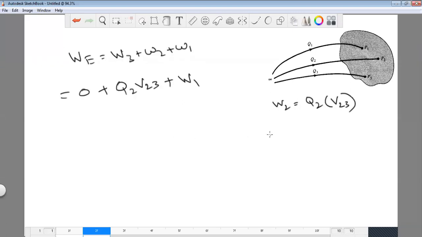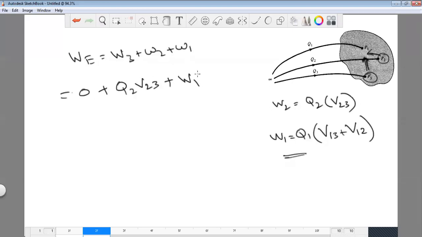Coming to W1, what happens? Charges Q2 and Q3 are already present in the static electric field. So to move the charge Q1, due to the charge Q2 and due to the charge Q3, some opposition will be produced. So that is Q1 into V13 plus V12. So W1 equals Q1 into V13 plus V12.